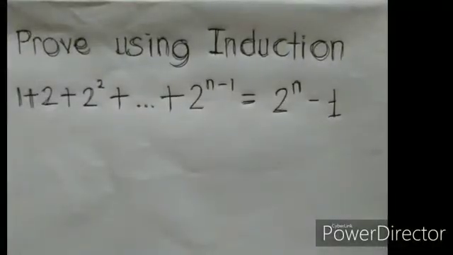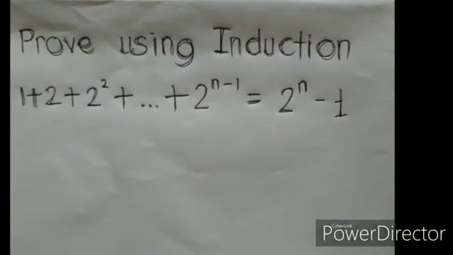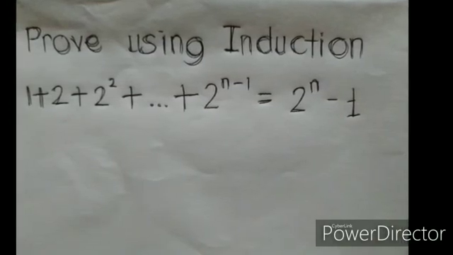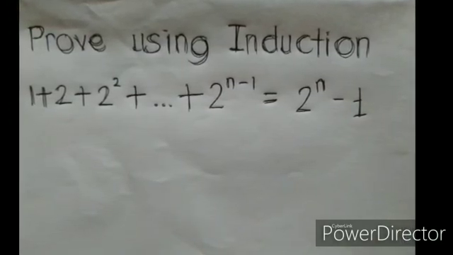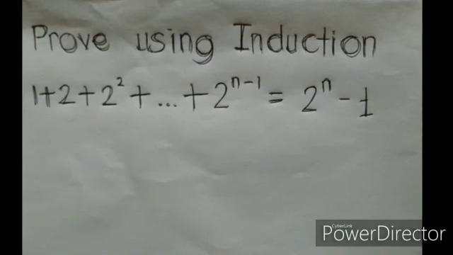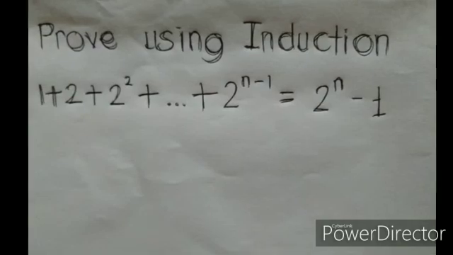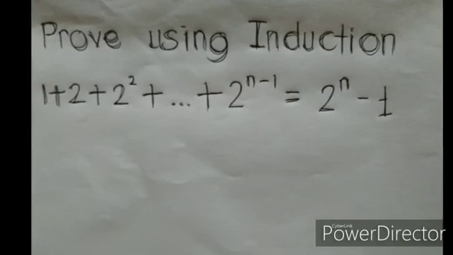And we have this problem. Prove using induction: 1 plus 2 plus 2 squared plus ... plus 2 to the power of n minus 1 is equal to 2 to the power of n minus 1. But how are we going to solve that? To solve that, we're going to follow these 4 steps.